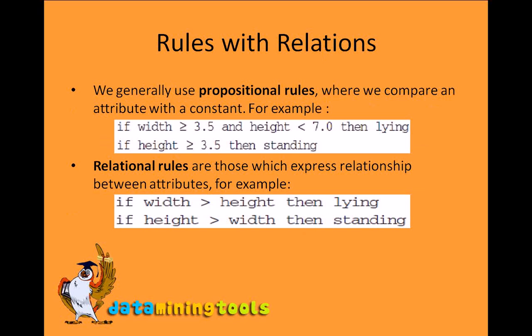Another thing with rules is rules with relations. Till now we have talked about propositional rules, where we are comparing an attribute to a constant. In the example here, as you can see, we are comparing the attributes width and height with the constants 3.5 and 7.0 respectively. But we can have one more form of rules, that is relational rules, where we express relationships between attributes. So as you can see in the example below, we are comparing width and height, which are two attributes. Such types of rules are called relational rules.